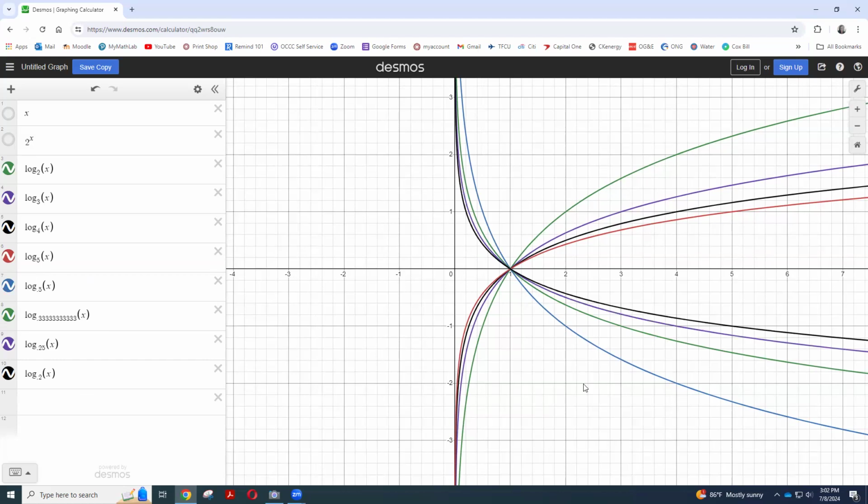But no matter what the shape of that graph looks like, they still are all crossing right here at (1, 0), and they still have that same vertical asymptote. It's just one's going up and one's going down, but they still have the same vertical asymptote. So a lot of similarities on logs, even when they have different bases, as far as x-intercepts and vertical asymptotes.